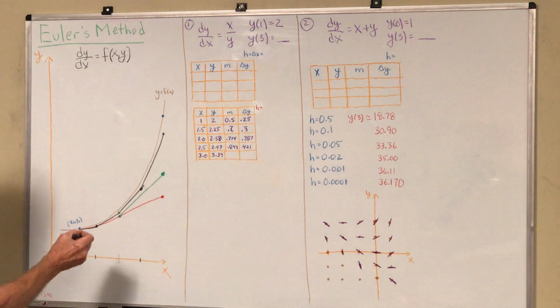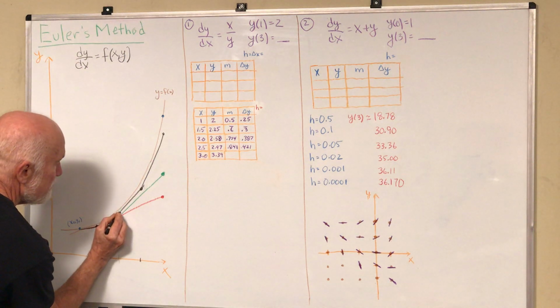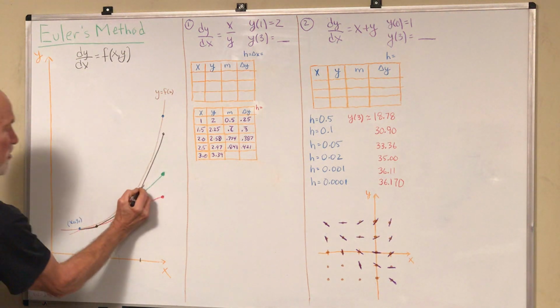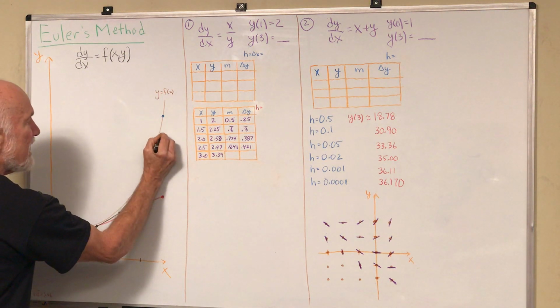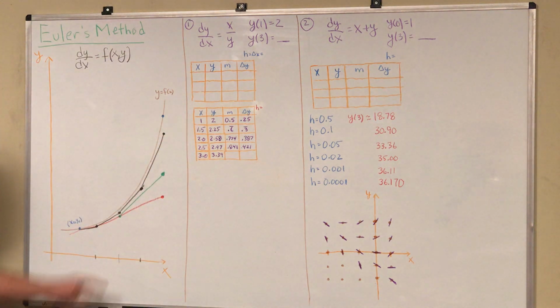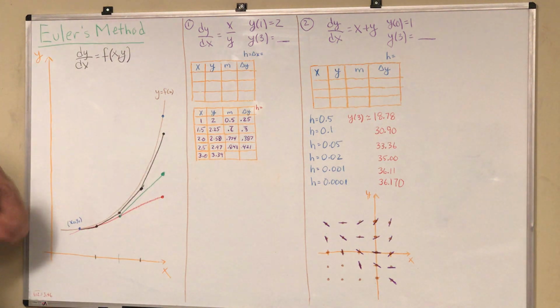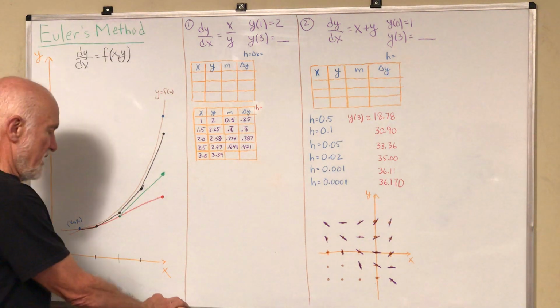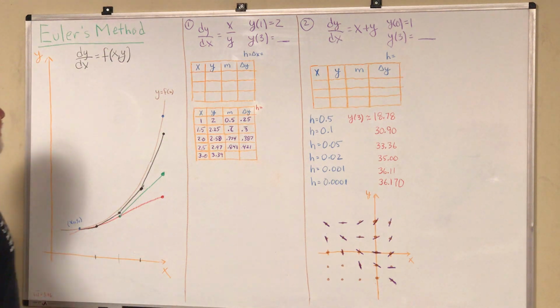And now the actual solution is being approximated by these 4 points, and you can see that we're going to get a better approximation. So the more we do, the better it gets. So that was Euler's thought.